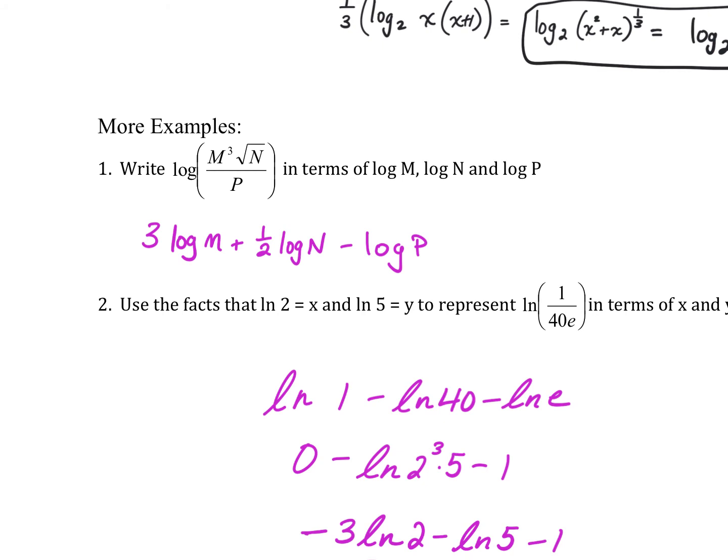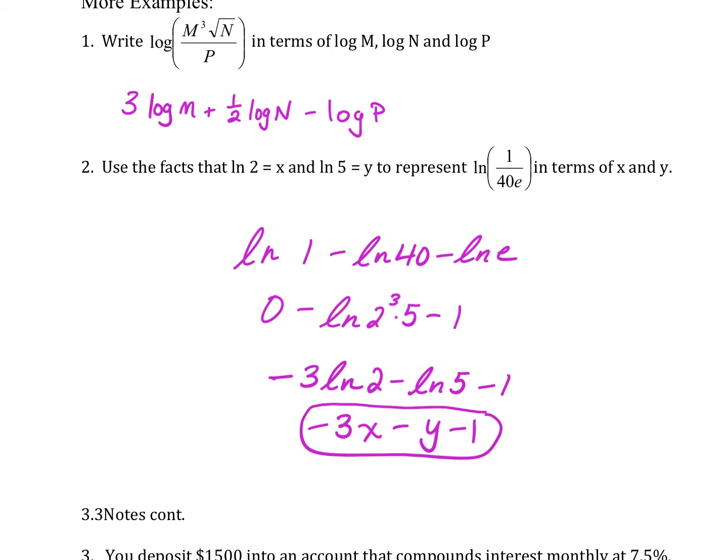So we rewrite this, that 3 on the m becomes a coefficient. The n is a square root, so we can think about that as the exponent 1/2. And the p is in the denominator, which is why we subtract. You can see there, that's about as simple as it gets.